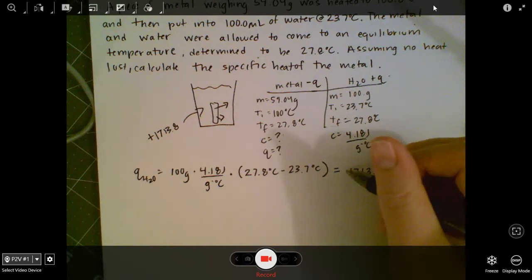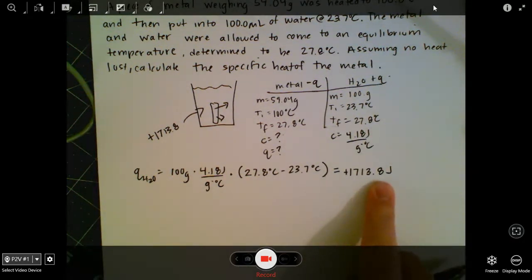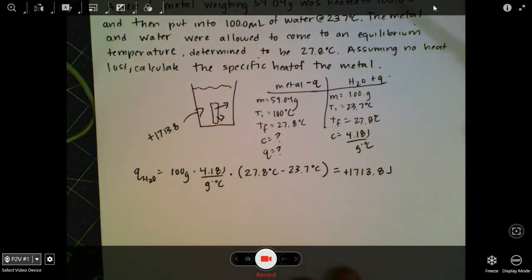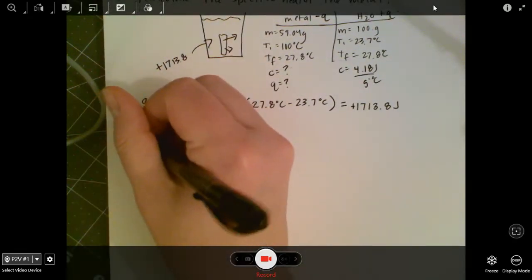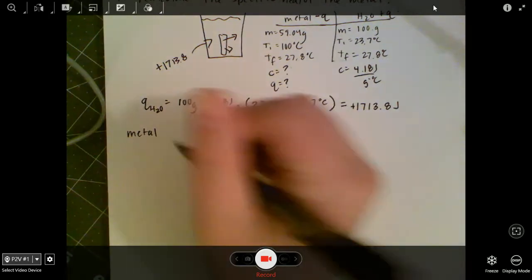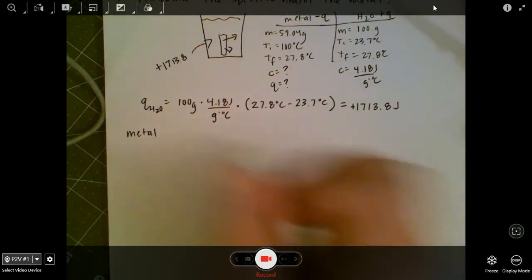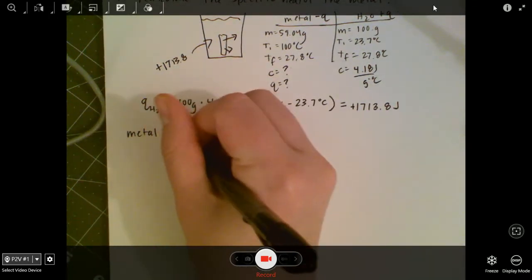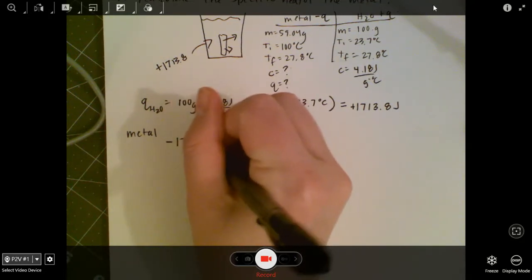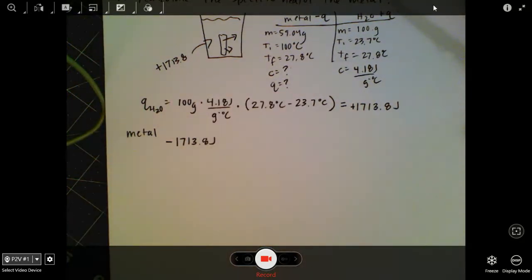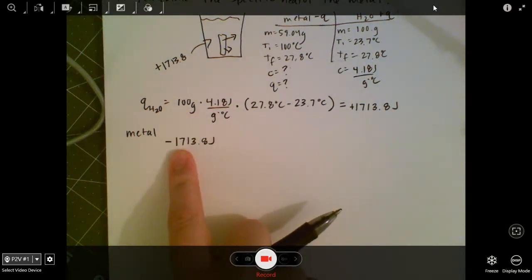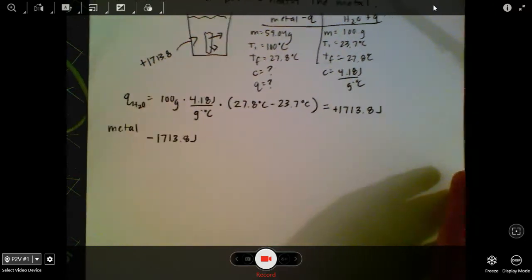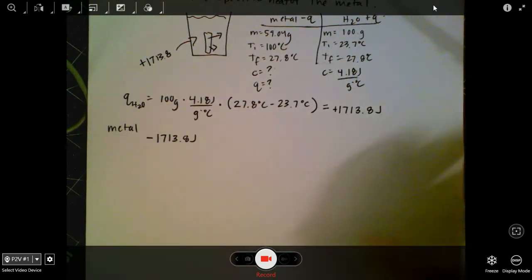If the water gained 1,713.8 joules, if I want to figure out my metal now, okay, the Q for my metal is going to be negative 1,713.8 joules. So it's negative. So if the Q for my water is positive, this is negative. And the signs are really important here in terms of being able to get points on the exam. So you really have to be careful with how you put those signs on there.